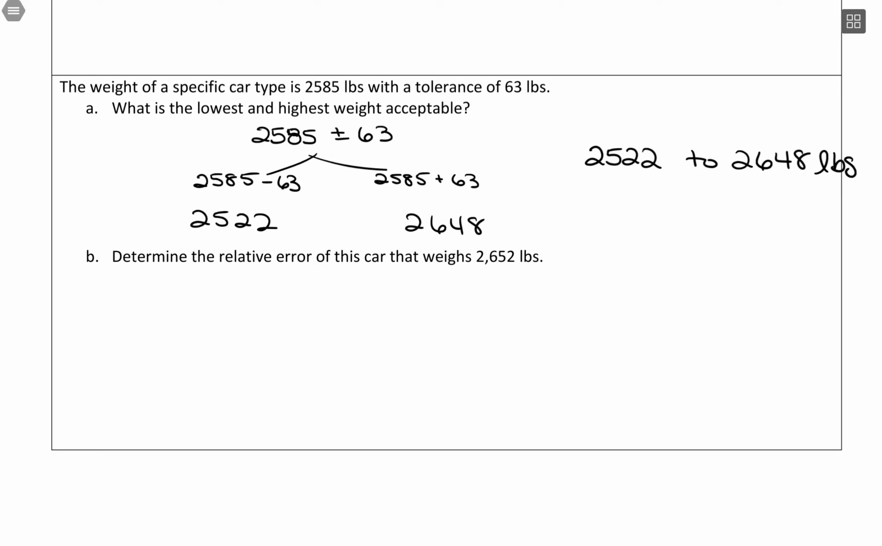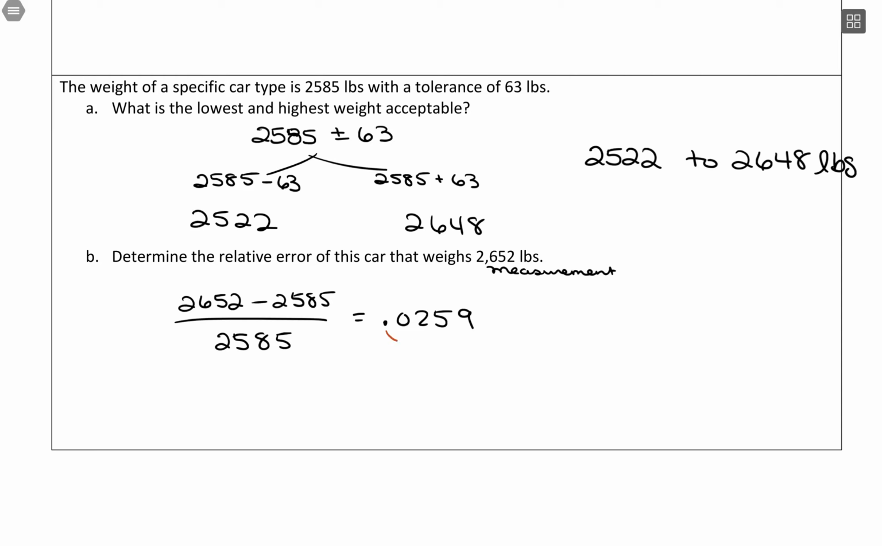Then if they get out a car that is 2,652 pounds, what's the relative error? So with that, we're taking this measurement that they actually have: 2,652 minus our expected value of 2,585, divided by 2,585. I'm just going to write some of those decimals down. 0.0259, let's just go there. And I'm going to move that decimal to the right 2 spots. So this is 2.59%.